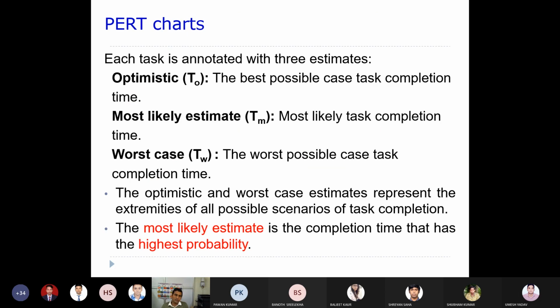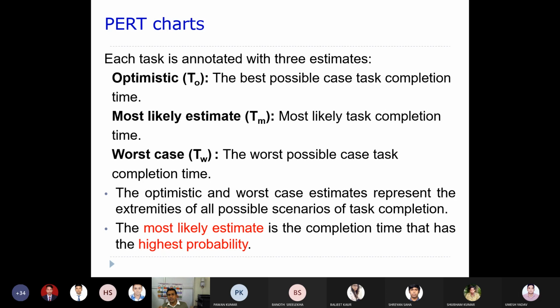So as part of this, each and every task is annotated with these three estimates. One is the optimistic estimate, the best possible case for the task completion time. I mean, what is the completion time in the best case? Maybe in the best case it takes 1 month, and in the worst case it may take 1 year.